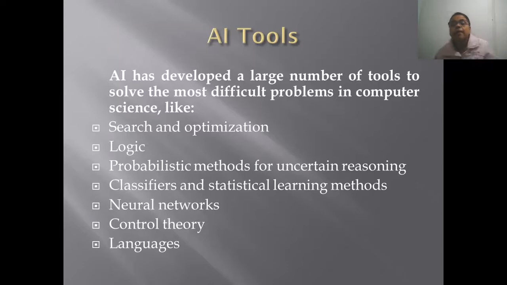Now come to the AI tools. Artificial intelligence has developed a large number of tools to solve the most difficult problems in computer science, like search and optimization, logic, probabilistic methods for uncertain reasoning, classifiers and statistical learning methods, like neural networks, control theory, and languages. These are all tools which are used in artificial intelligence.